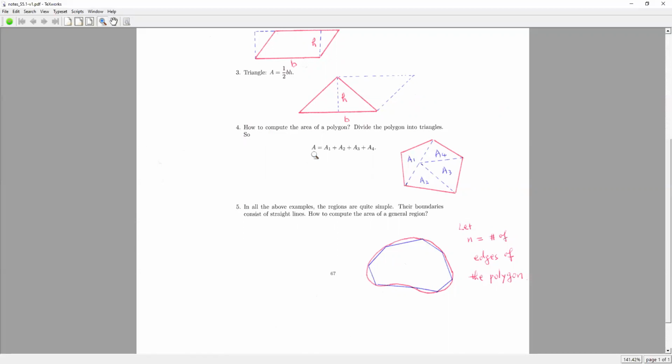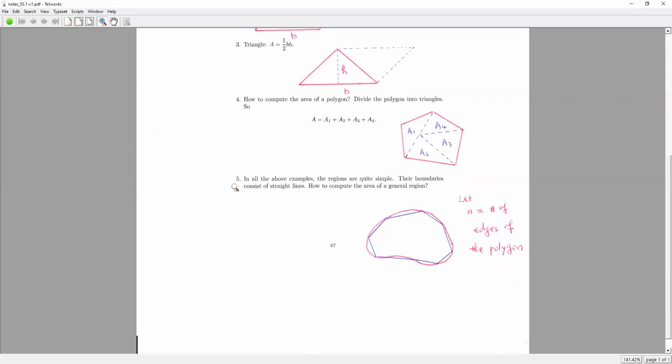Example number 4. Now we have a polygon. How to compute the area of this polygon? One simple idea is to cut the polygon into triangles. We know how to compute the area of one triangle, right? So I compute the area of each triangle. Then make a sum of the areas of all the triangles. The sum is the area of the polygon.